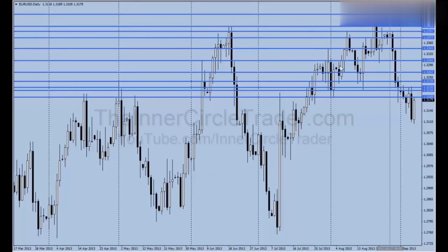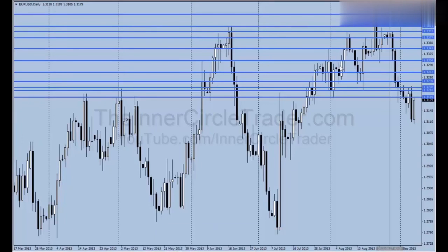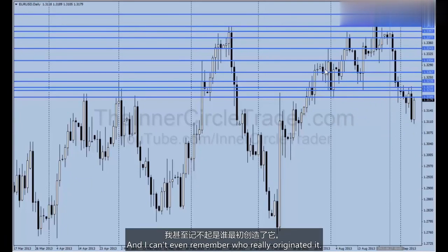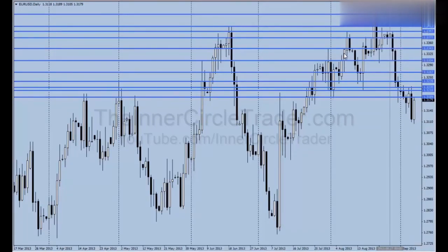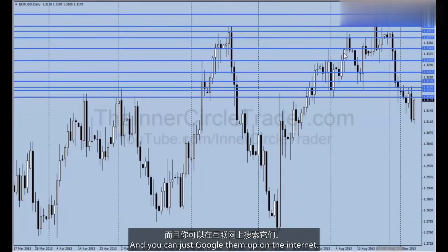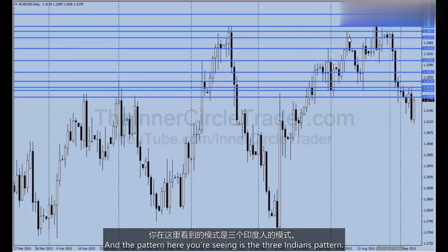Now, I learned a pattern called the Three Indians pattern. It's basically like a three drive pattern where you've got one high, a higher high, and another high. It's a very common pattern. It's been around forever, and I can't even remember who really originated it. Larry Williams did some discussion on it, but I always just revert back to the Street Smarts book by Linda and Larry, and you can just Google them on the internet. Again, the book's Street Smarts. And the pattern you're seeing here is the Three Indians pattern.